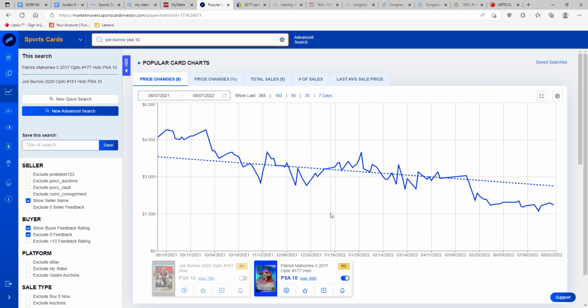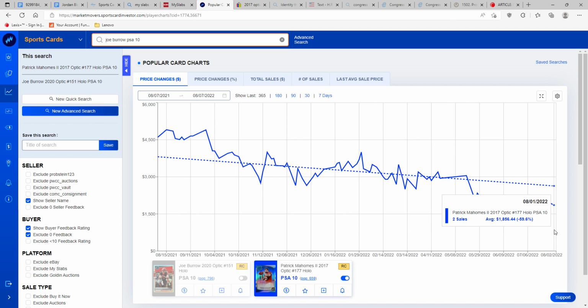So what you should immediately notice is, first of all, this trend line is slightly downsloping. It's not extremely negatively downsloping, but it is a very slight downsloping trend line. And the second thing that you should notice is that currently the card is trading well below its trend line. Well below. The last sale for this card is $1,856. The trend line on it is right around $2,900.